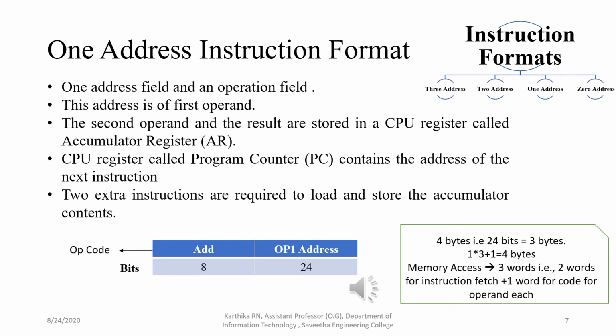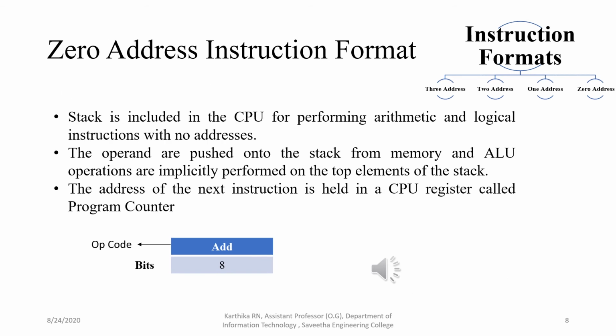The number of bytes required to encode an instruction is 4 bytes. Each address requires 24 bits, which is equal to 3 bytes. Since there is one address and one operation code field, we calculate 1 into 3 plus 1, which is equal to 4 bytes. The number of memory accesses required is 3 words: 2 words for instruction fetch and 1 word for operand fetch. Zero address instruction format.